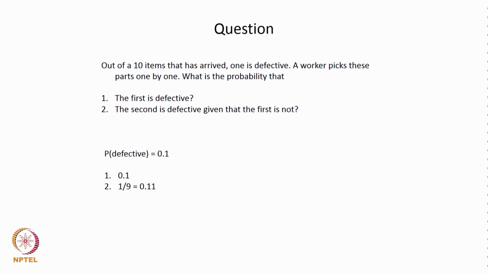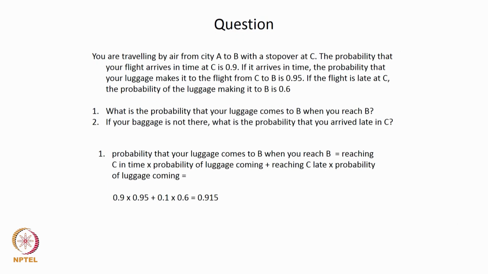Given that the first is not, what is the probability that it is? So, it is 1 by 9 because the first one is not defective. So, there are 9 remaining parts, out of which 1 is defective, and therefore, it is 1 by 9 and it is 0.11. Now, we look at one more question.